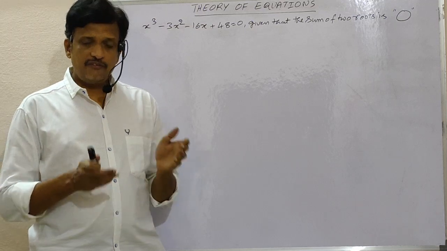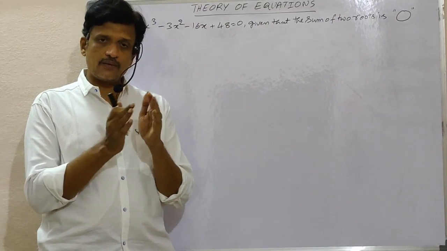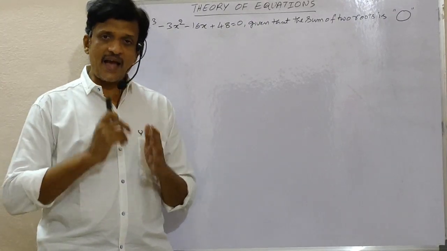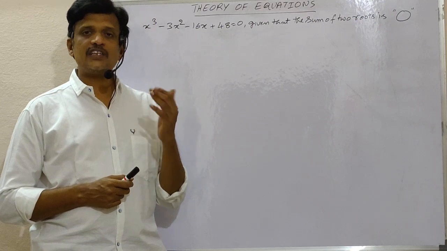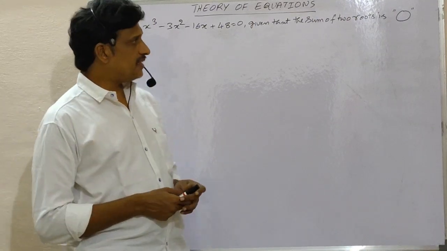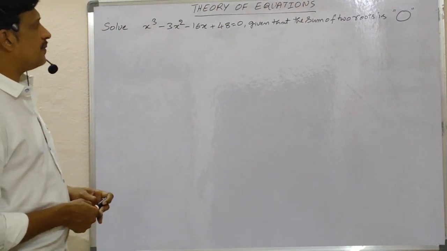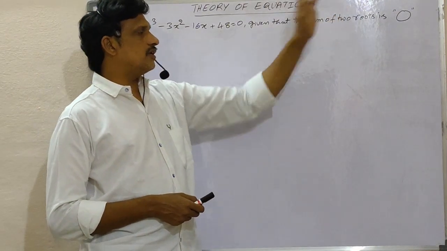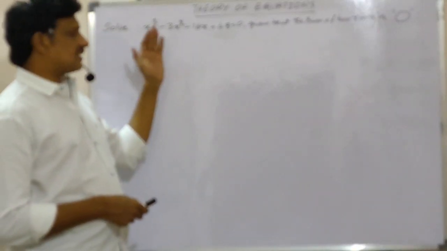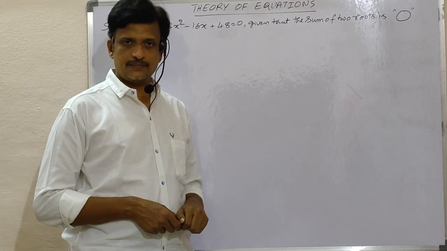If you observe, those 3 roots are such that among all the 3 roots, 2 roots have the same magnitude value, but they are with opposite sign. That is why their sum should be 0. So solve the given cubic polynomial equation given that the sum of 2 roots is 0. Let us assume that the cubic equation has 3 roots, alpha, beta and gamma.